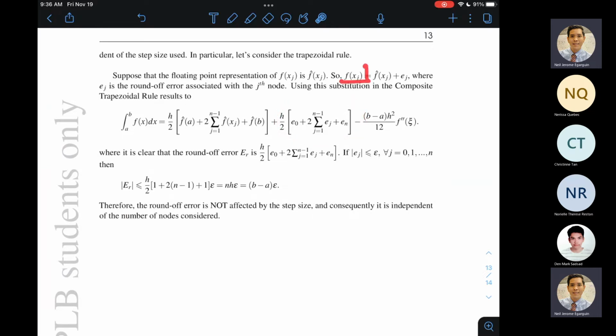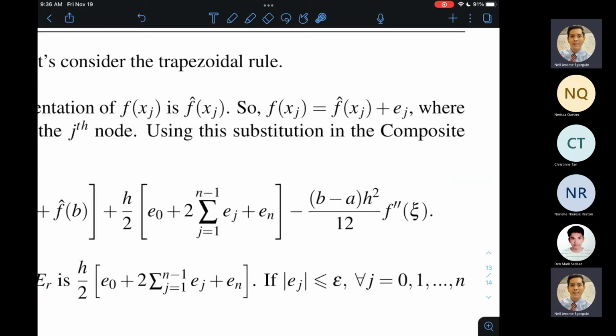So pag kinonsider nyo yung machine epsilon, alright? So imbes na si f of xj, yung nagagamit na data ni machine, ang nagagamit niya lang ay yung truncated version ni f of xj. Tawagin natin yung truncated version niya na f hat of xj. Kasi di ba, finite machines, ko-consider niya lang yung first few elements. Tapos meron kang naiiwan na truncation error na e sub j.